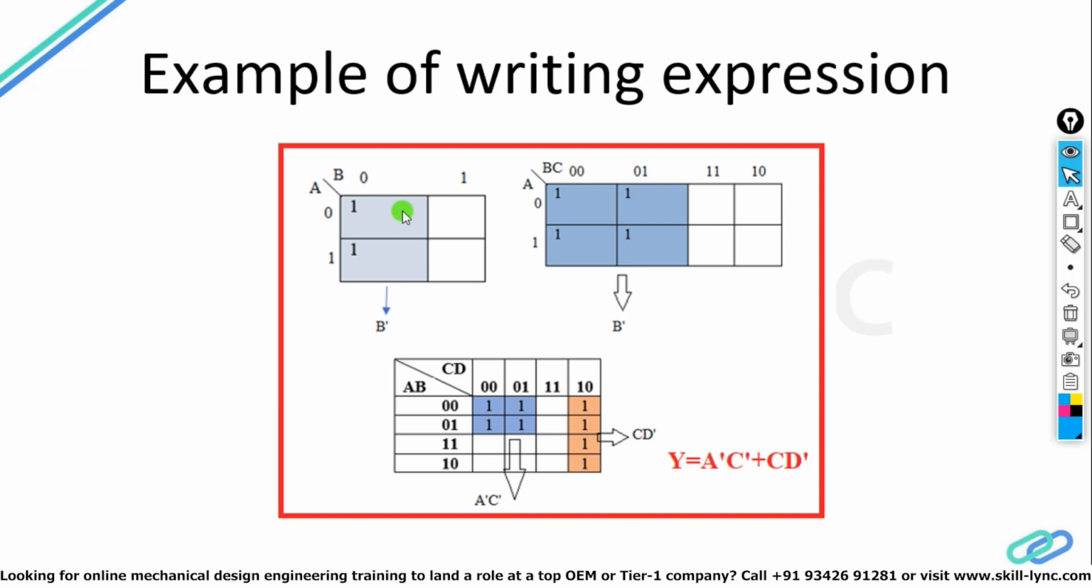A bar B bar plus A B bar means first of all you have to take the NOT gate for A bar and B bar, then you have to take an AND gate, then you have to take the OR gate. Here, by taking the grouping, we are getting only a simple answer, that is B bar. Simple B, put a NOT gate, an inverter, and you are out.